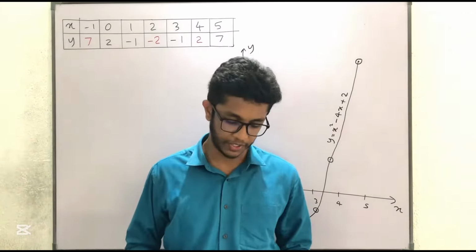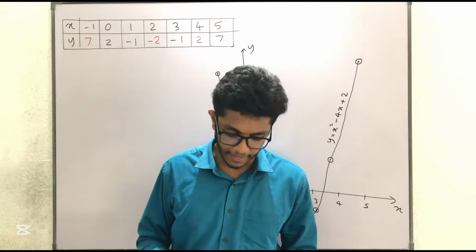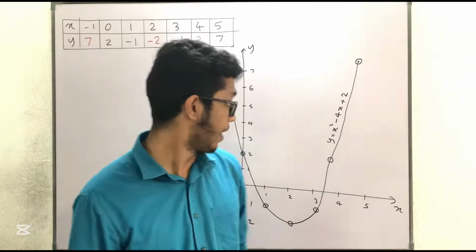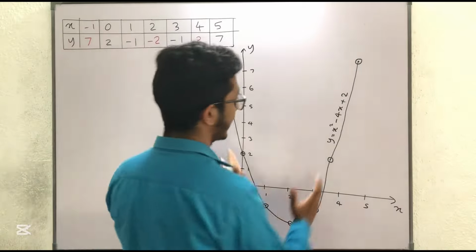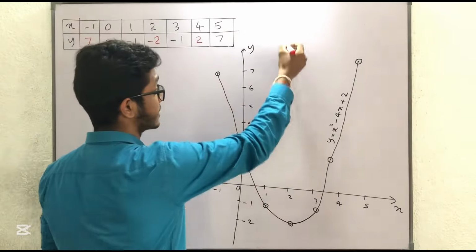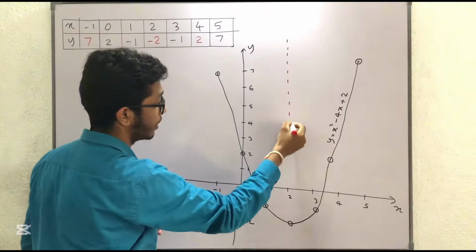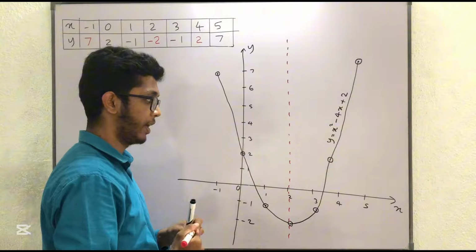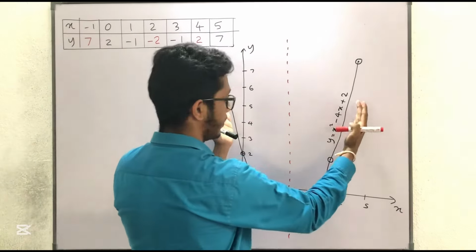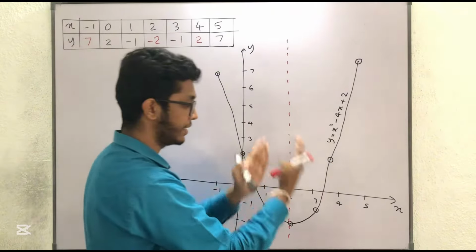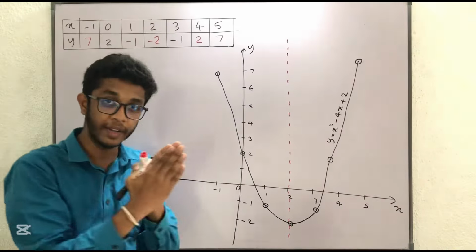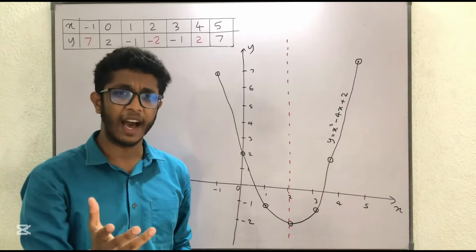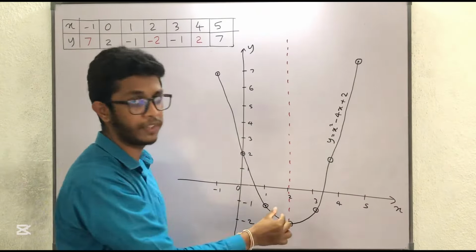they ask some questions. In the third part they ask, write the equation of the axis of symmetry of the graph. For this graph, I can mark the symmetrical axis like this. If I fold this graph along this symmetrical axis, these two parts coincide with each other. And they ask us to write the equation of this line.